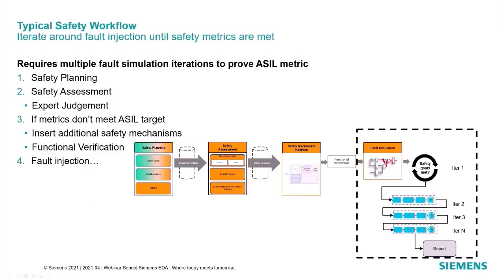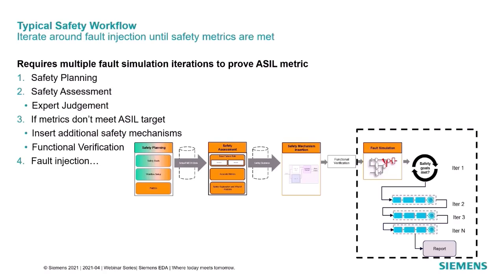So this picture shows a typical safety workflow. It starts with planning, which includes determining safety goals, making sure your organization has expertise, and then the development of the FMEDA. And then you move on to the safety assessment analysis to understand the current state of safeness in the design, and then you make modifications if necessary to meet those safety targets or ASIL level. And then next, you run your fault campaign to inject the faults and get results.